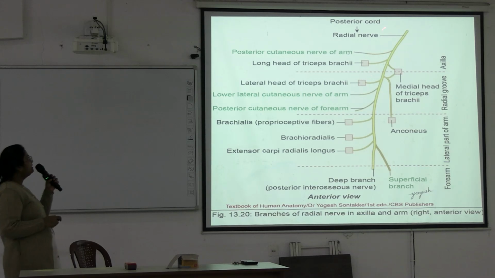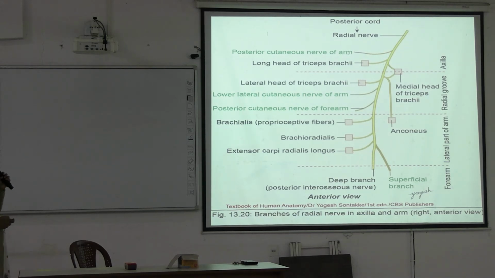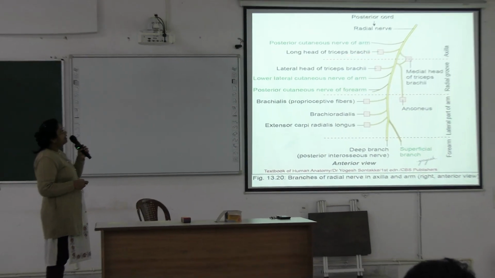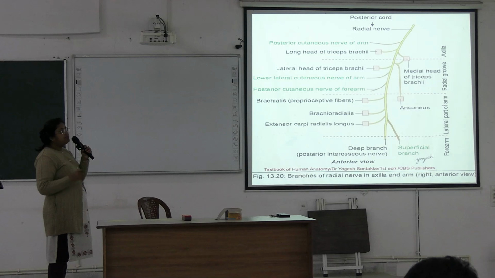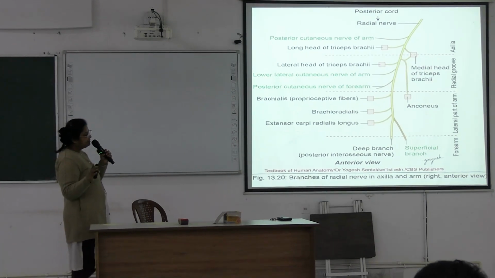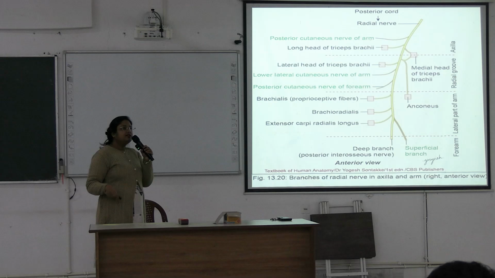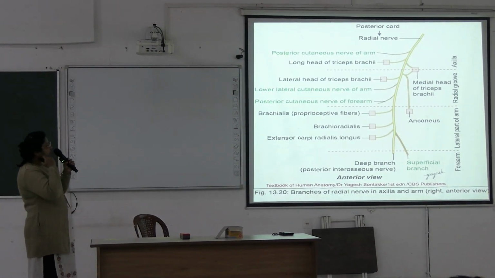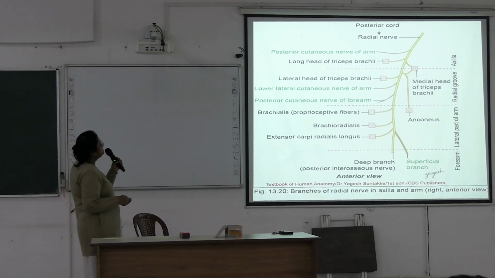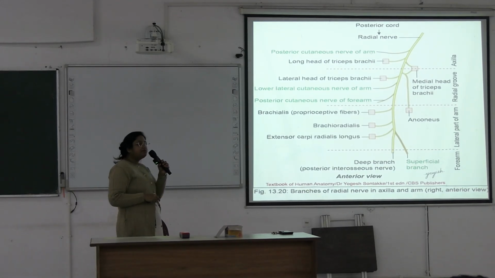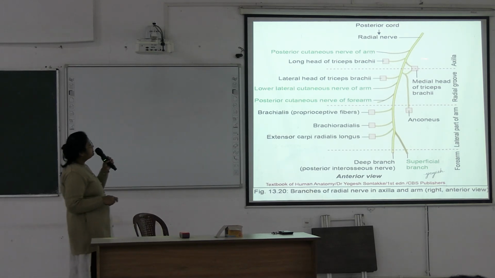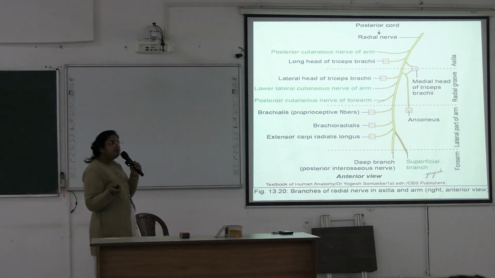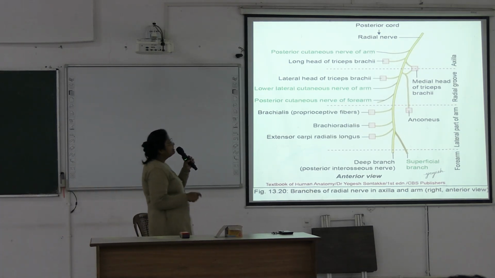See here, this is the radial nerve in the axilla. In the axilla, it is giving the posterior cutaneous nerve of the arm and a branch to the long head of triceps and another branch to the medial head of triceps. So the medial head of triceps is getting two branches, one in the axilla, one in the spiral groove. Now next, in the radial groove, it is giving two cutaneous branches, the lower lateral cutaneous nerve of the arm and the posterior cutaneous nerve of the forearm. And there are muscular branches to the lateral head of triceps and the medial head of triceps. And the branch to the medial head of triceps is going to supply the anconeus.